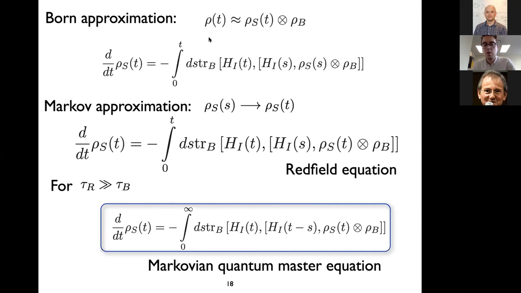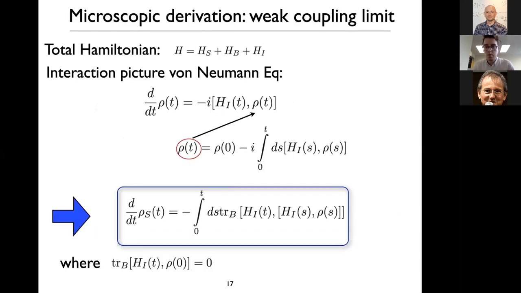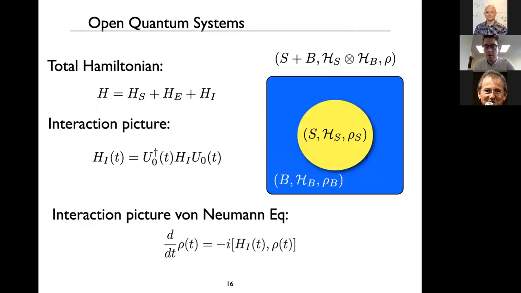So intuitively, okay. Can you please clarify something about the interaction picture? Because there is a question. Is the rest of the total Hamiltonian ignored when we are in the interaction picture? I think this is an important question.